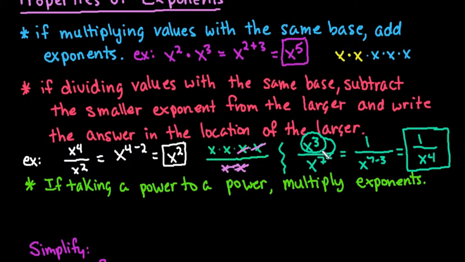Again, the reason it works this way is because I have 3 x's on the top that I could cancel with 3 of the 7 x's on the bottom, and if I take 3 away from 7, I'm left with 4.